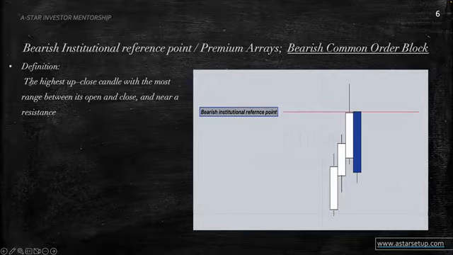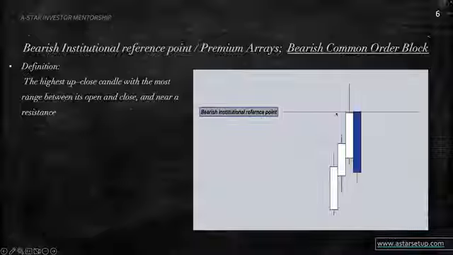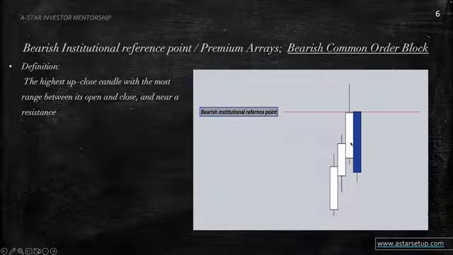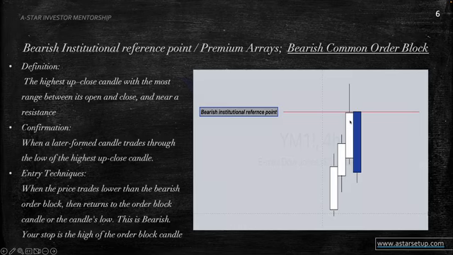Now, a common order block is the highest up close candle with the most range between its open and close near a resistance. So when price was rallying upwards and we got close to this resistance, when we touched it, it was still an up close candle, right? That was the highest up close candle prior to mitigating that resistance level.